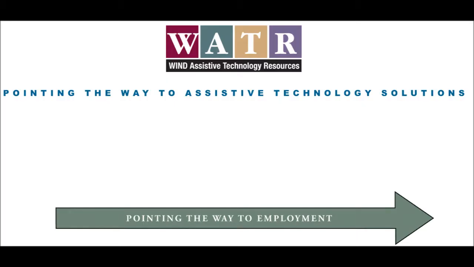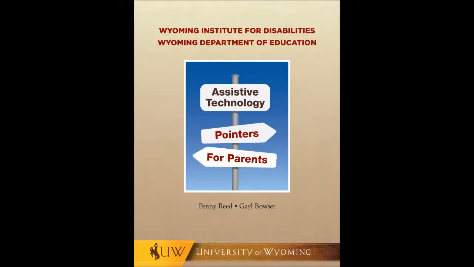WATR printed a series of brochures that point the way to AT for employment, education, device selection, transition to adult life, vehicle modification, returning home, emergency preparedness, and more. These are available in English and Spanish to help everyone better understand assistive technology. WATR created a book for parents, Assistive Technology Pointers for Parents, that's also available on our website. As you can see, we provide a wealth of information about assistive technology.